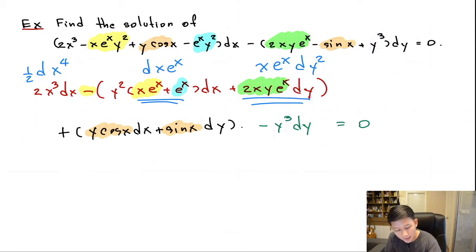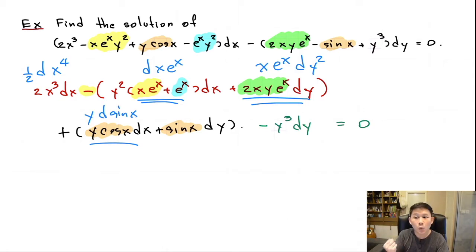Okay? And the next one, this guy, okay, can I go a little slower? It will be y d sin x, because y d sin x is y cos x dx, right? And this is sin x dy. I didn't change anything, but keep it there. And this is clearly minus d of y to the power of 4, and you have 1 divided by 4.